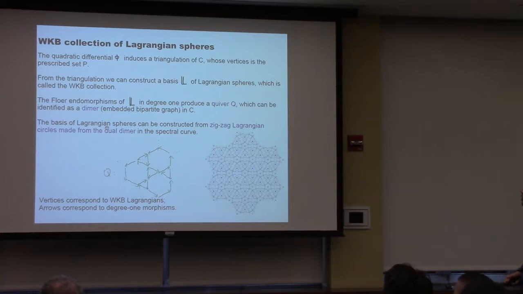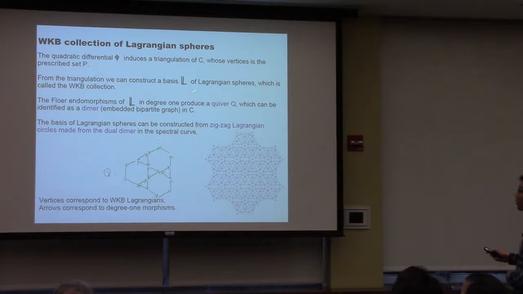So this is a picture of the WKB collection of Lagrangian spheres. Some of you are very familiar with this stuff. So the quadratic differential induces a triangulation on the curve. The triangulation is drawn here. Well, perhaps it's not very clear, but roughly the whole picture is drawn here. And then the vertices of the triangulation are the poles of the quadratic differential. And then from the triangulation, we construct a basis of Lagrangian spheres called the WKB collection.